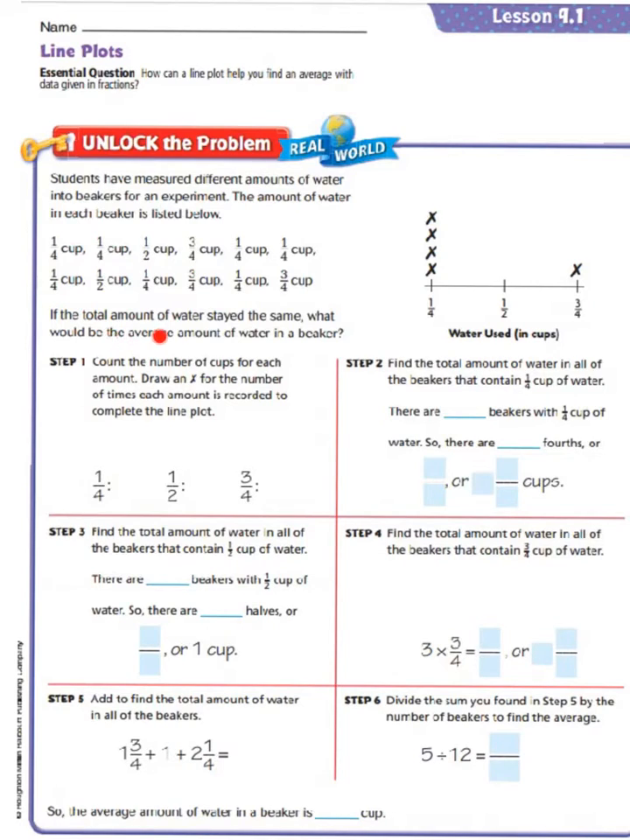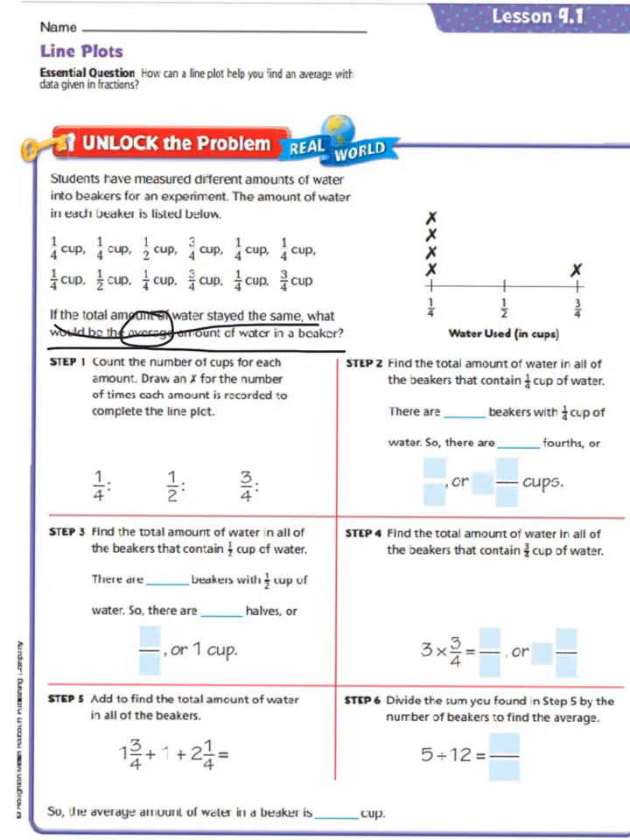So if the total amount of water stayed the same, what would be the average amount of water in a beaker? So let's begin with figuring out what it is we have to answer. And that is the question we just read. If the total amount of water stayed the same, what would be the average amount of water in a beaker? And our question actually has one of our key words, our key word being average. Now, how do we go about solving this type of problem? Well, let's begin by taking it step by step.